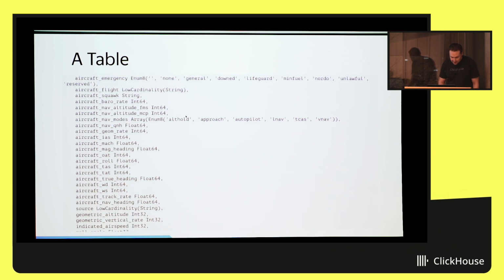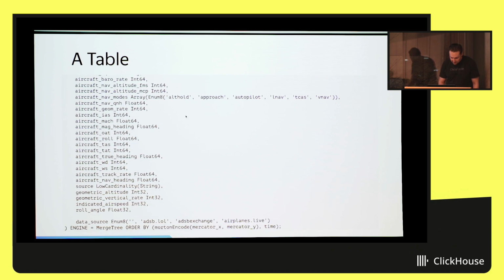But what is really interesting is that as a primary key, as a sorting key, I use not just these x and y coordinates from Mercator projection. I use this function named Morton encode. And what does this function do? Yeah, please. Space filling curve. Absolutely right. This is a space filling curve.